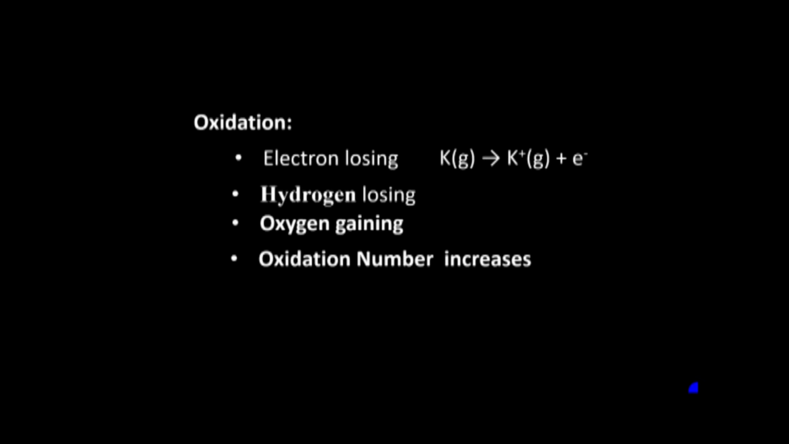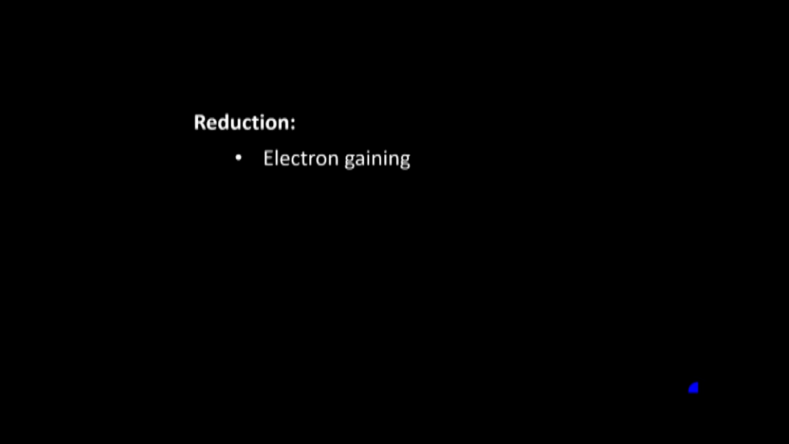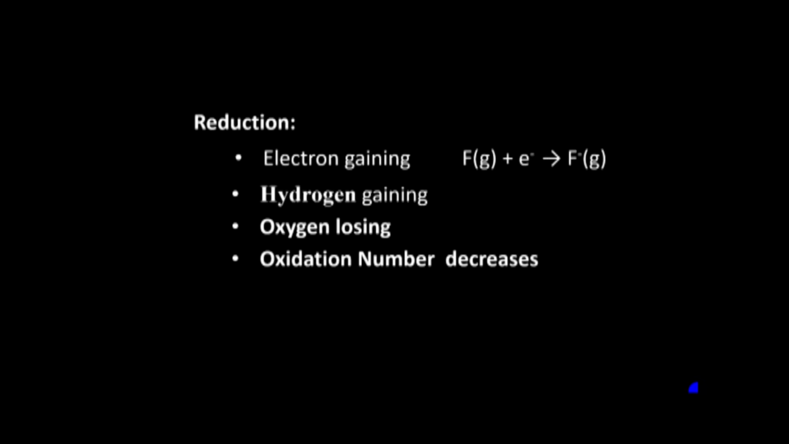Now reduction. Reduction is a half reaction here, electron gaining. The fluorine atom is gaining 1 electron and making fluoride ion. Hydrogen gaining, oxygen losing, oxidation number decreases.